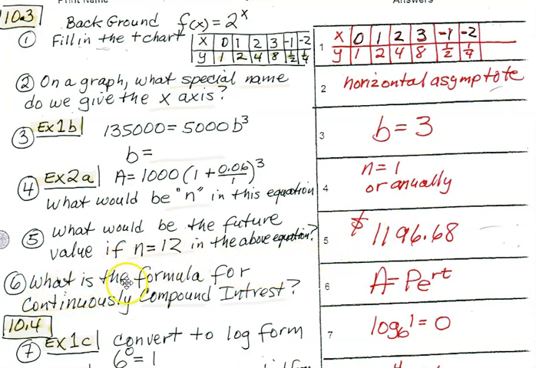Number 6, what is the formula for continuous compound interest? Again, you didn't have to memorize it yet. It's just using it from your notes. A equals the principal, and then Euler's e raised to the rt power, rate times time.